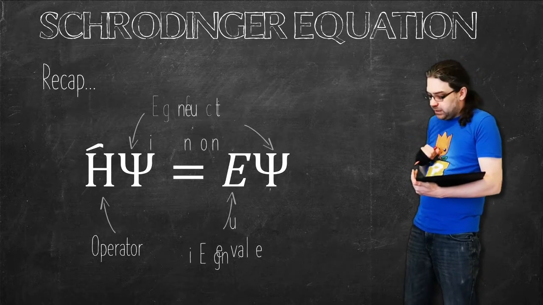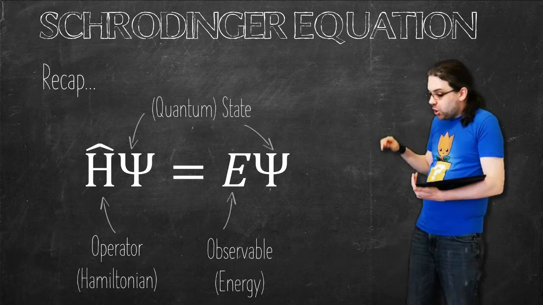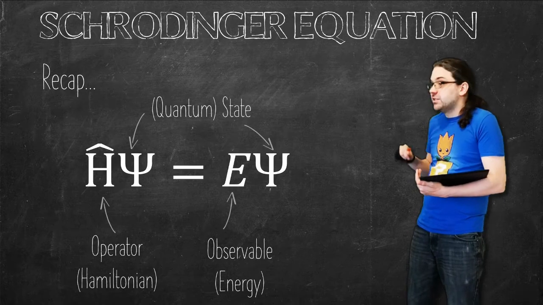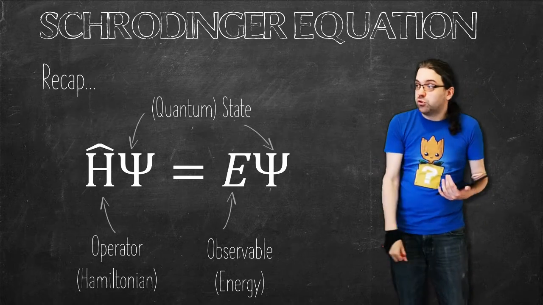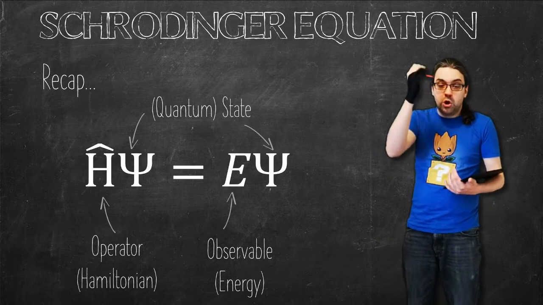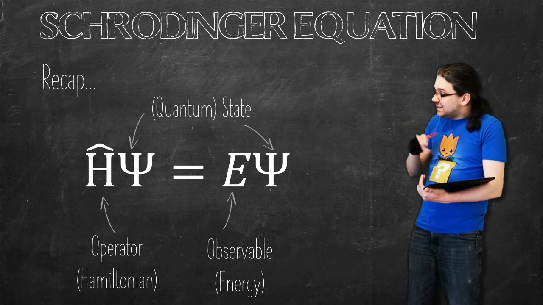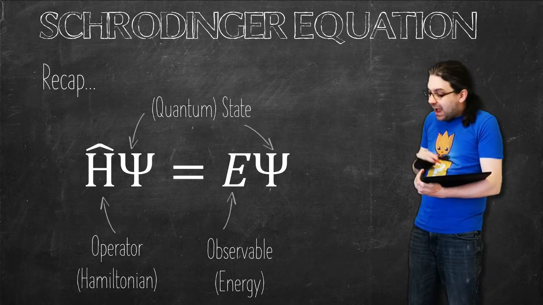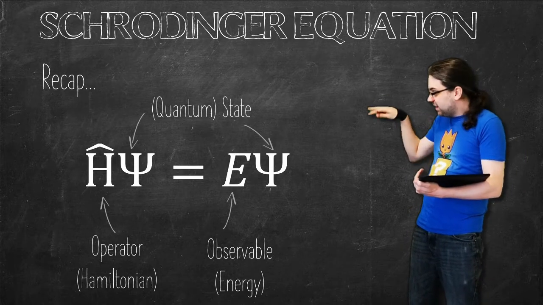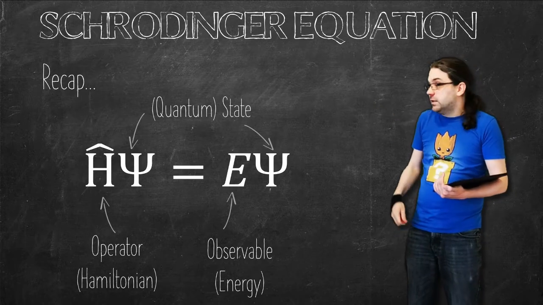And specifically in the Schrödinger equation, the function that we're accepting here is a quantum state. It is a mathematical function that describes the state of a quantum object, an electron, a photon, or whatever. The operator is the Hamiltonian operator, and we will break that apart in a moment. And the energy eigenvalue here, it's an observable. It is energy.